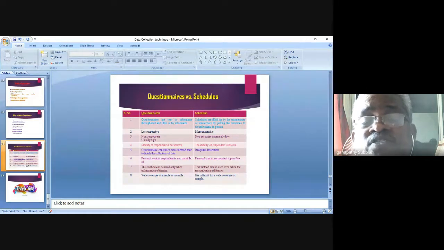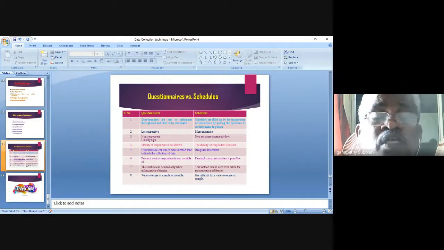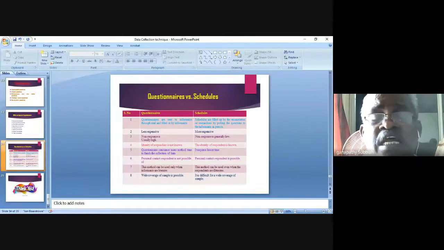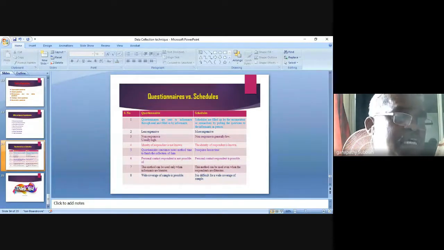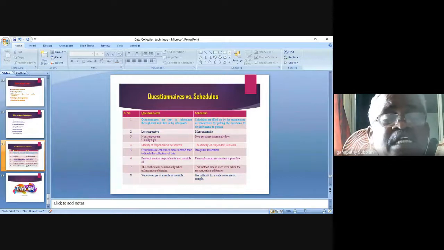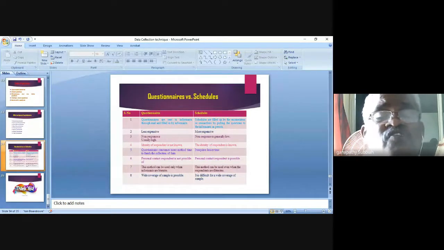Whereas the schedule is filled in by the enumerators or researcher by putting the questions to the informant in person. So the schedule is a face-to-face conversation. The information is recorded by the researcher from the respondent. So the schedule is a direct method of data collection, whereas the questionnaire is an indirect method of data collection. That is the first difference between questionnaire and schedule.